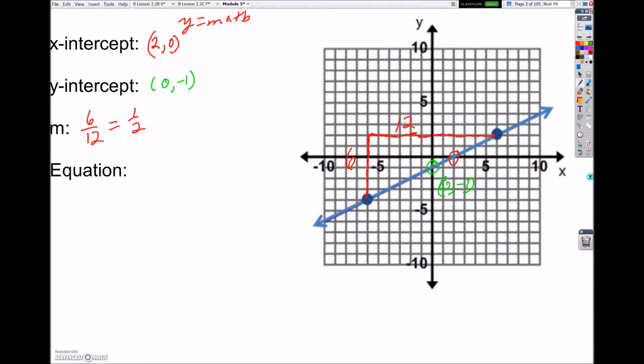Now, as we remember, the only things that we need to put into our equation are the slope and the b value, the m and the b value. So that would be y equals my slope, which is 1/2, and I'm going to have the variable x, which is my input, plus my b value, which is my y-intercept, which is -1. So this is the equation in slope-intercept form of the blue line.